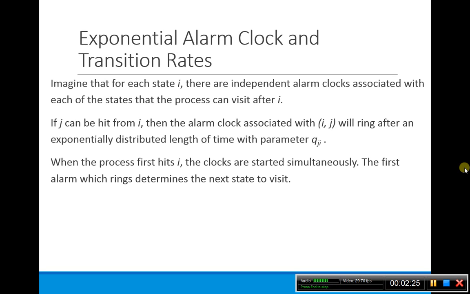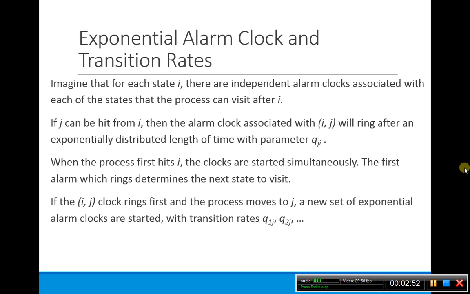When we first hit state i, we start all of our alarm clocks at the same time. So if we can go to state j, state k, state l, etc., we start all these alarm clocks at the same time. They're exponentially distributed, right? So it could be that one time state j's alarm clock goes off first, and another time state l's alarm clock goes off first. Whichever alarm clock goes off first, that's the state we transition to. Here we assume that the ij clock rings first, so we move to state j.